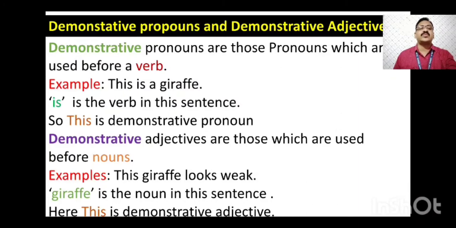But the same sentence when we write, this giraffe looks weak. Here, after this demonstrative we are seeing giraffe. Giraffe is a noun. When a noun comes, that same demonstrative changes into a demonstrative adjective. After the demonstrative, if a verb is there, as in the first case, this is a giraffe, this will be a pronoun. But in the second case, this giraffe looks weak, giraffe comes after the demonstrative this. The giraffe is a noun. That's why in this second case, this will be a demonstrative adjective.